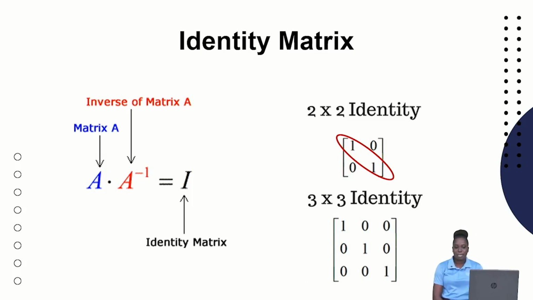So the identity matrix is a diagonal matrix where the elements are 1, and the diagonal matrix is a square matrix. And a square matrix just simply means that it has the same number of rows and the same number of columns.